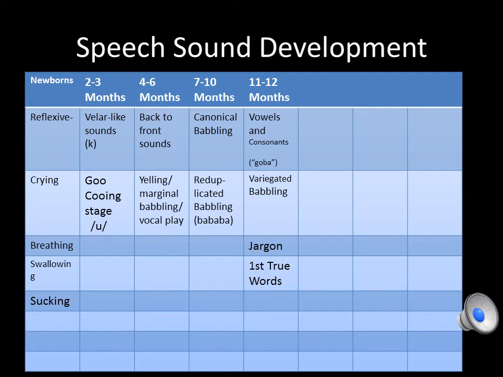The first stage of speech sound development happens with newborns. Newborns make sounds that are called vegetative. These sounds are reflexive in nature, like sucking, crying, swallowing, or breathing. They have no meaning and they're not voluntary. They're only in response to internal or external stimuli for the infant.